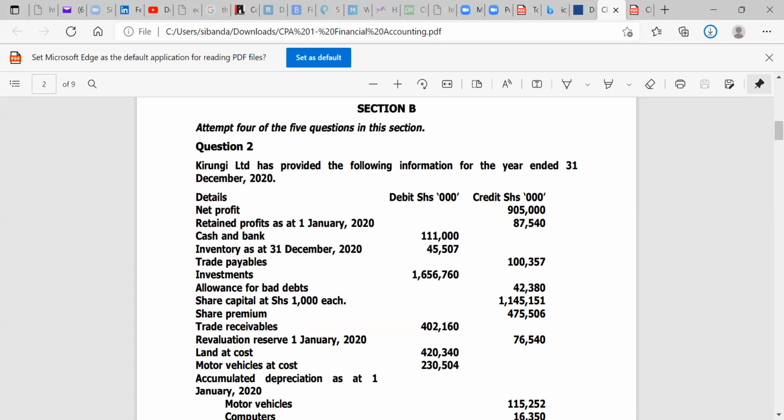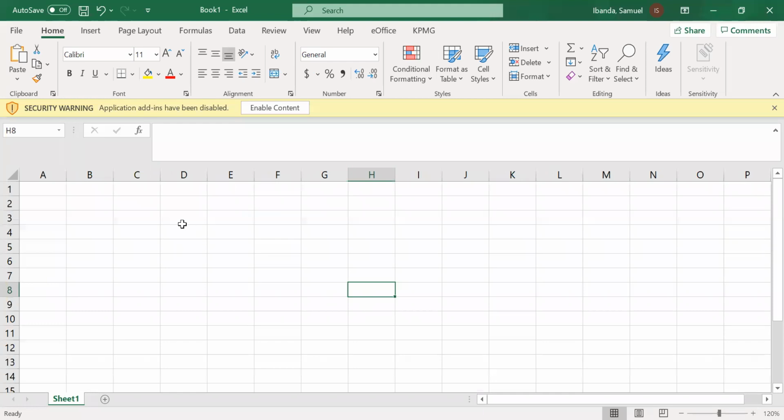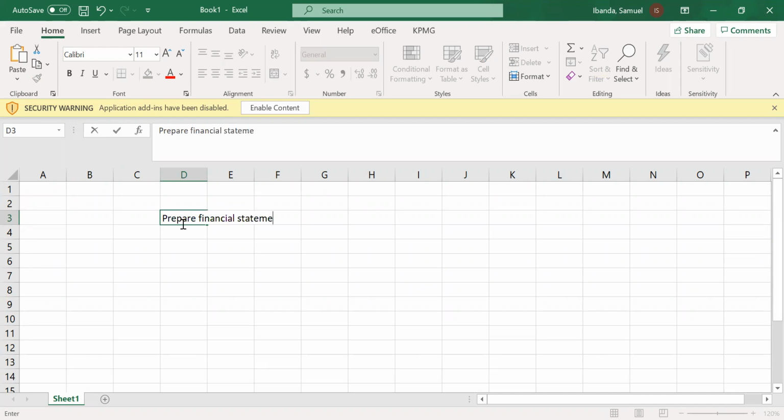So I'm going to use that question, but I'm also going to first give you a brief on what we are basically doing. So like I said, we are preparing financial statements. Now, you get to realize that most of the questions that you come to interface with in the exam are questions that are around preparation of financial statements.